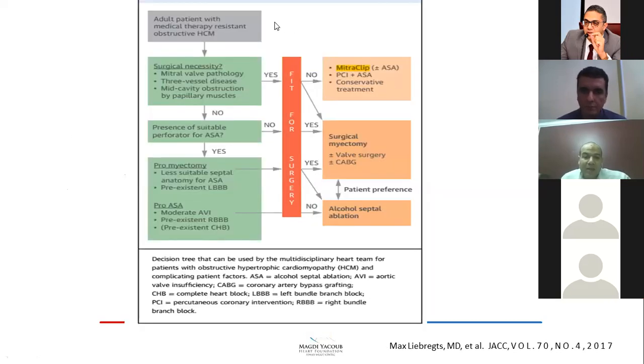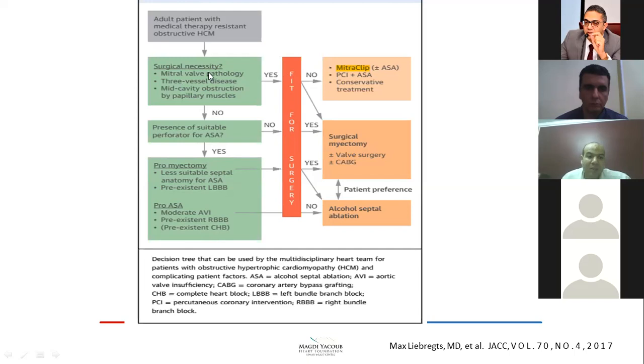And this is another algorithm that helps us to take a decision whether to go for myectomy or alcohol septal ablation. We start here with an adult patient with medical therapy resistant obstructive HCM. We will ask ourselves these questions. Does the patient have mitral valve pathology? Is there three vessel disease? Is there mid-cavitary obstruction? If the patient has one of these and is fit for surgery, we'll go for surgery.